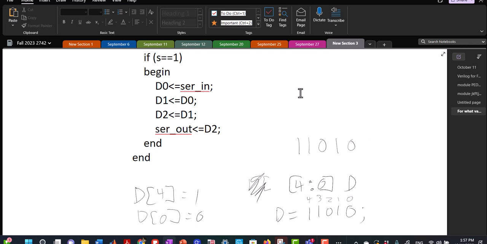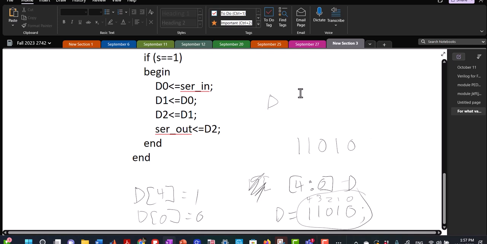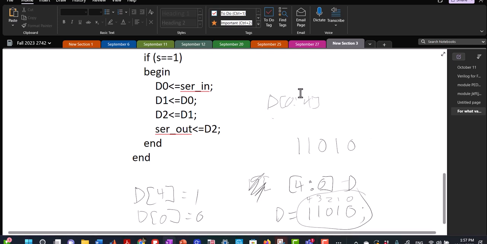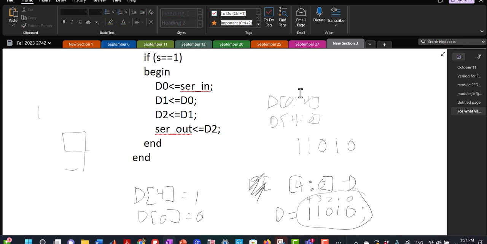But if I'm always dealing with them individually, if I'm never dealing with them in a group like this, then it doesn't matter if I do 0 to 4 or 4 to 0. It's just telling me what order it's in. So that's what it's for. The reason it was important in the lab for me is for the display. All I did was change the order. It makes sense.